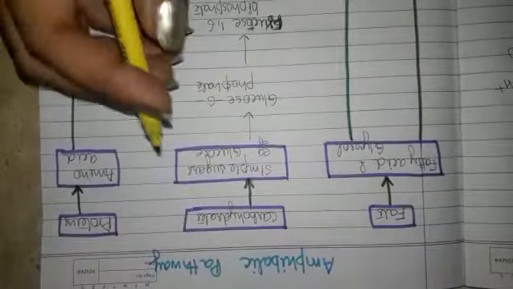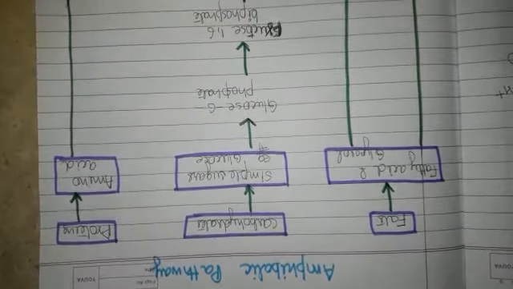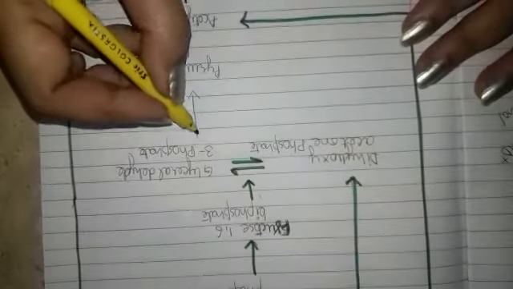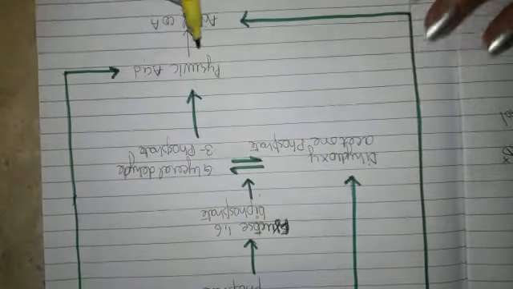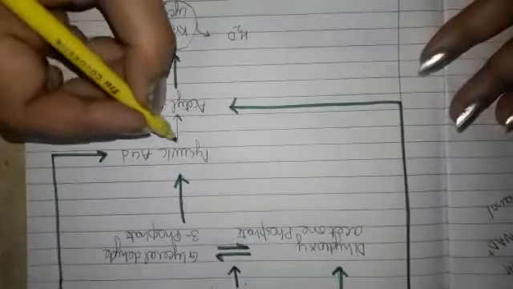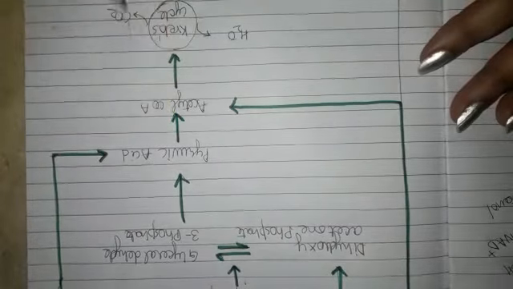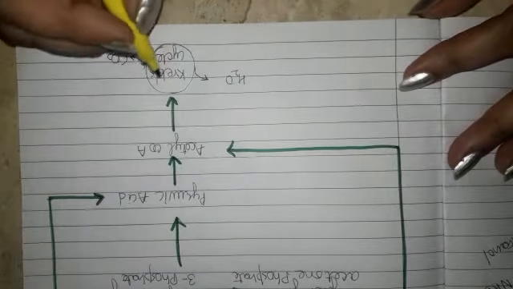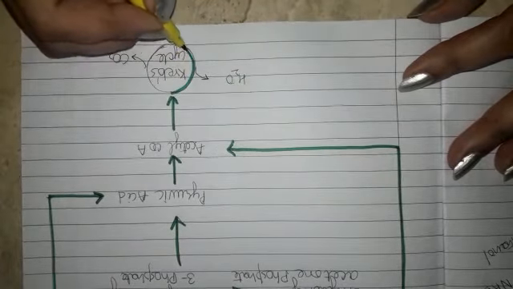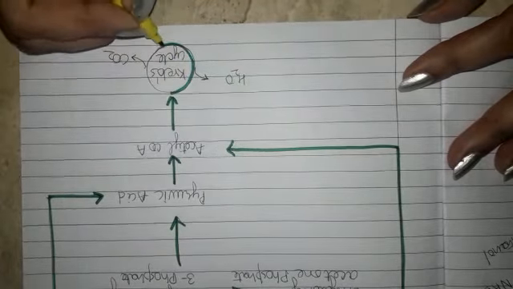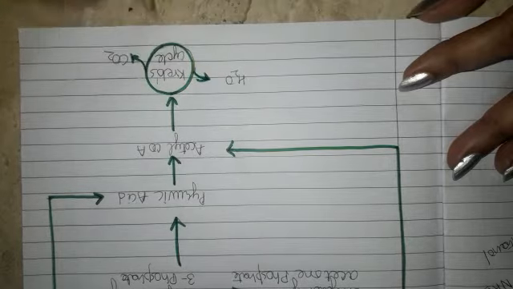Glucose we have already seen. Carbohydrates are converted into simple sugars, mainly glucose. Glucose undergoes glycolysis and releases 2 molecules of pyruvic acid. Pyruvic acids form acetyl coenzyme A and then this acetyl coenzyme A enters the Krebs cycle and then glucose is completely oxidized to carbon dioxide and water. This is the amphibolic pathway.